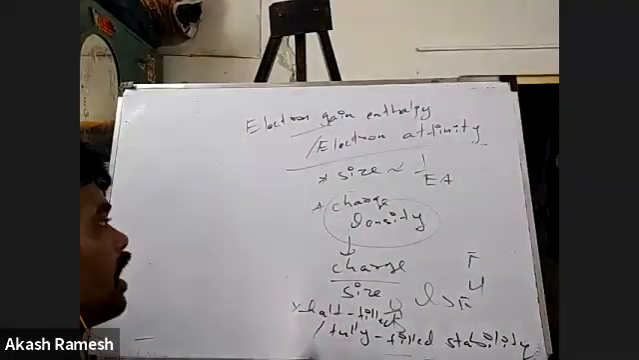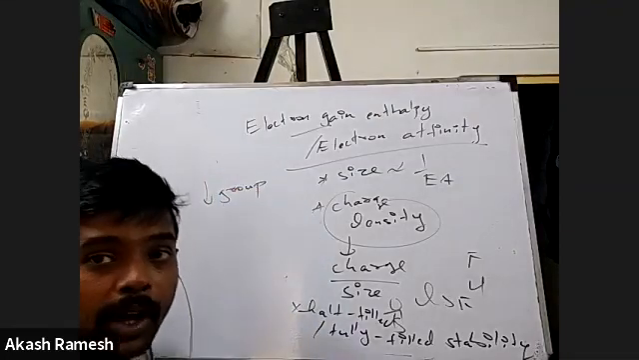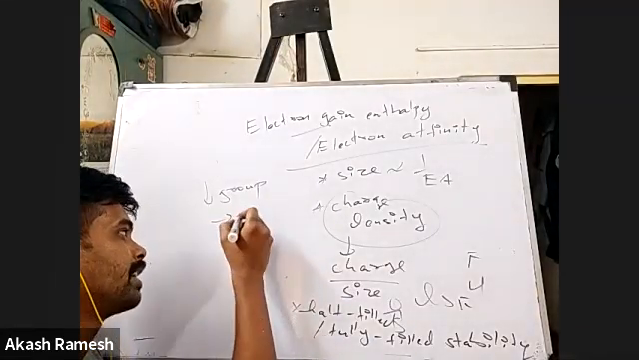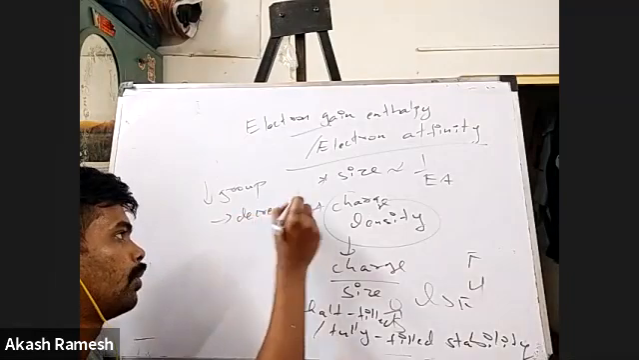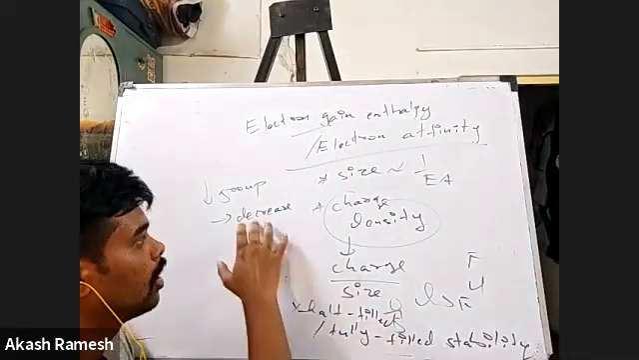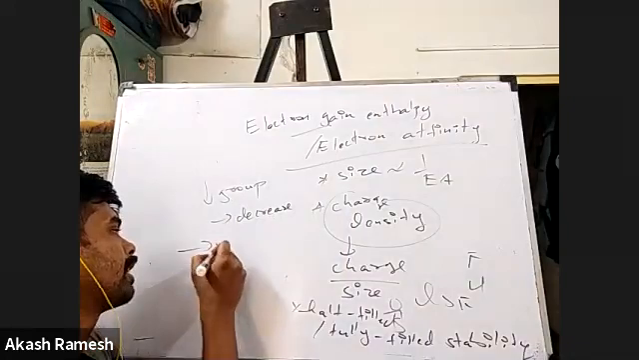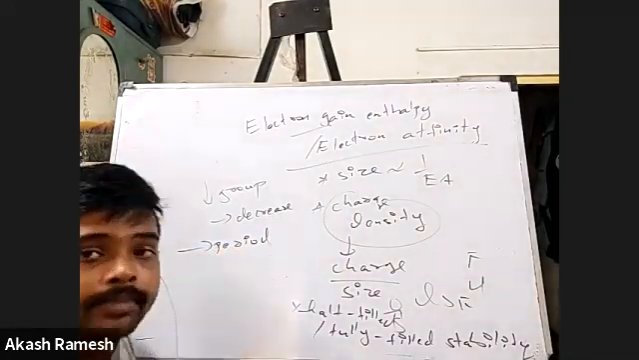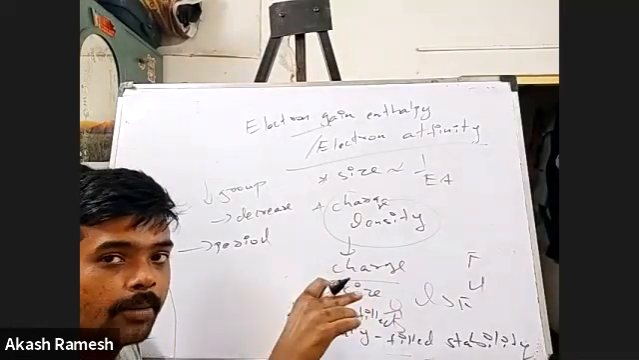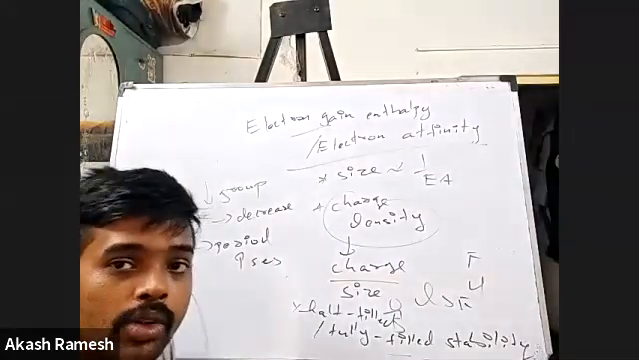So I can say that down the group, electron gain enthalpies will decrease. Why? Because size is increasing down the group, so the electron gain enthalpy value decreases. Okay, fine. Along the period from left to right, size is decreasing, so adding an electron is going to become easier. So my electron gain enthalpy value increases.